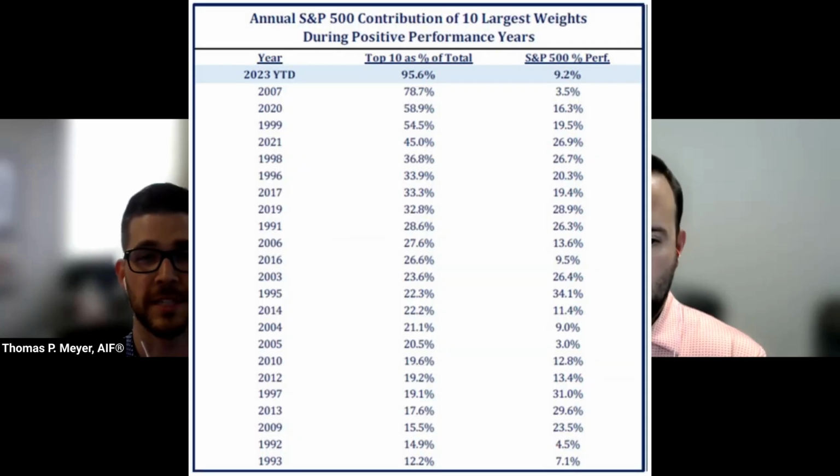So we're going to put up a chart here just to show that year to date, they've contributed more than 95% of the total return of the S&P 500 as of the end of May. Yeah, so you can see this is pretty incredible. Almost 100% of the returns being driven by just 10 stocks in an ETF that holds 500 companies. So pretty skewed towards the largest companies.